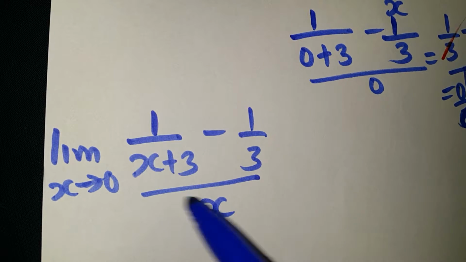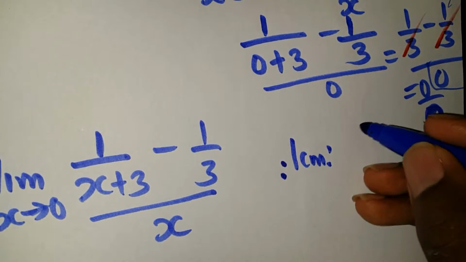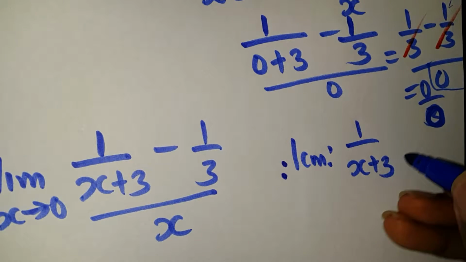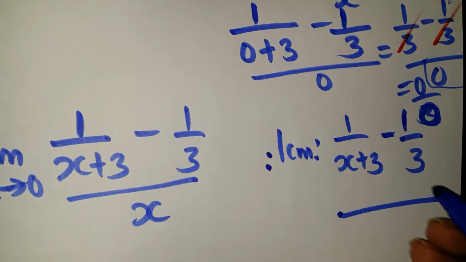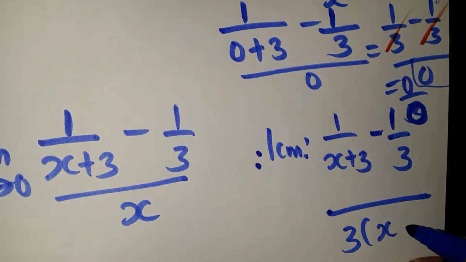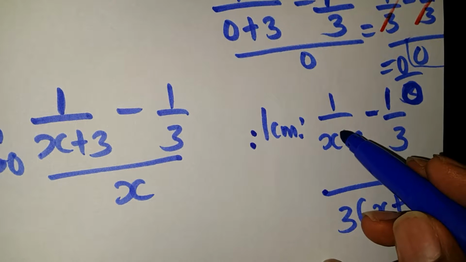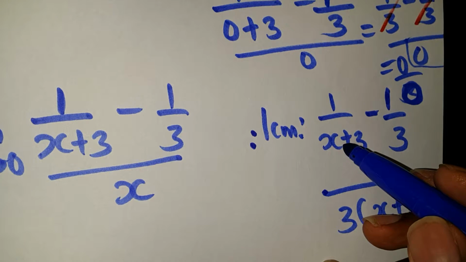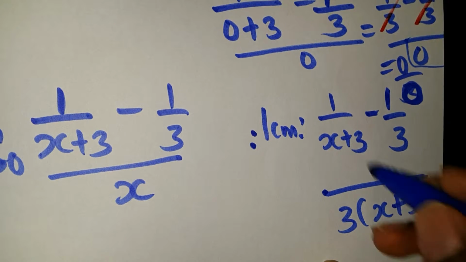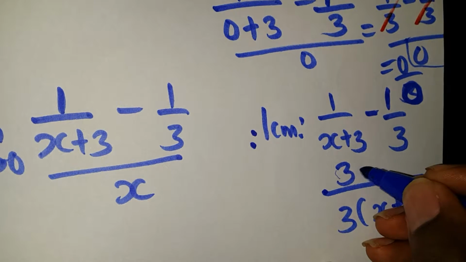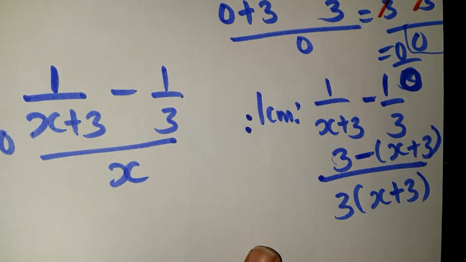Let's find the LCM of this here. We have 1 over x plus 3 minus 1 over 3. So we have 3x plus 3 as the denominator. This multiplied by this, this multiplied by this, it will give us this, and this and this will cancel, so we have 3 minus x plus 3. So this is what we have here.